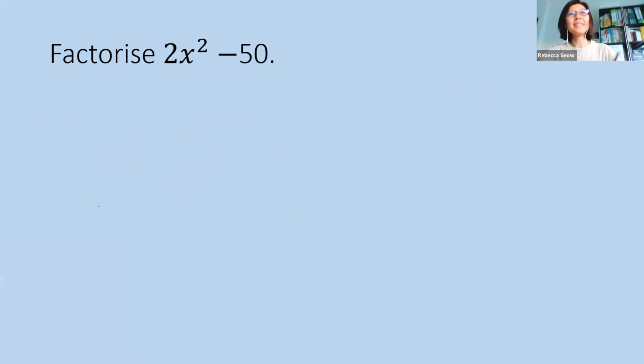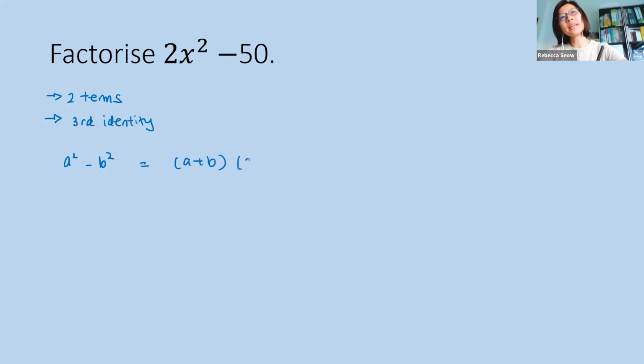Next one. Here we have, again, 2x squared minus 50, 2 terms. With 2 terms, it would definitely be the third identity we're looking at, right? If it's the third identity, we have a squared minus b squared, which is a plus b, a minus b. Now, it's a bit odd here because the coefficient of x squared is 2, and how are we going to factorize it? If you square root 2, it will not be a nice number, right? It won't be a whole number.